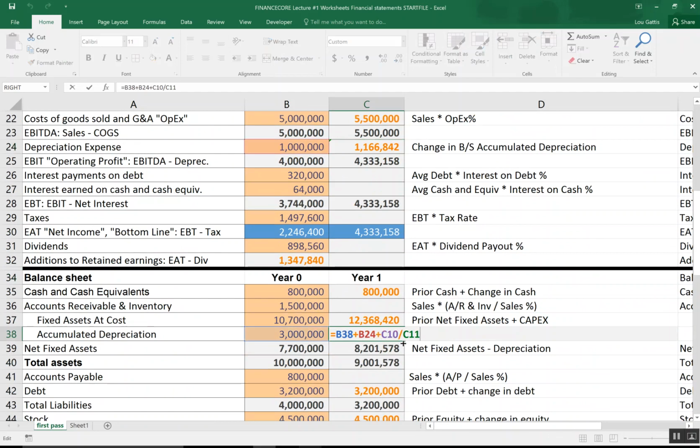That the accumulated depreciation in year one is last year's, plus the $1 million expense last year, plus the 10% or 1/10 of the CapEx this year. All right, let's get back to the income statement.